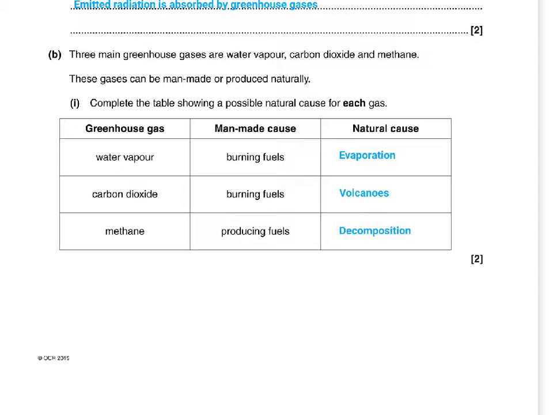So in our table we have water vapour. A man-made cause for that is burning fuels, and a natural cause would be evaporation from our oceans. Carbon dioxide. Man-made cause is burning fuels, but of course we can have some entering the atmosphere from volcanic eruptions, from volcanoes. And methane, producing fuels produces methane, and natural cause we've got decomposition, or you could have had cattle farming.